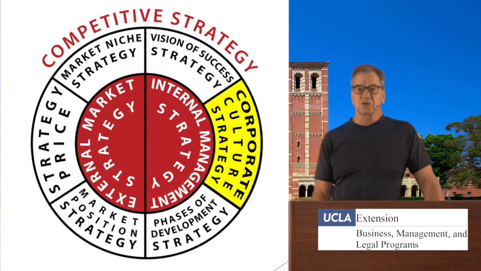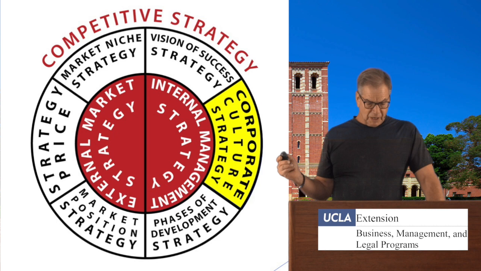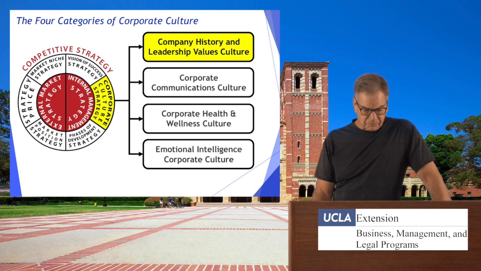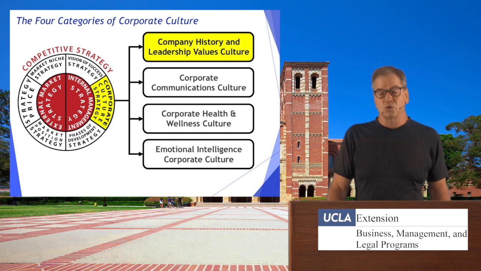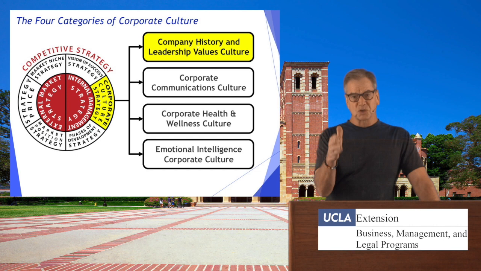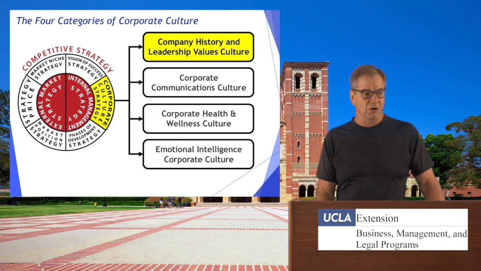We're going to drill down now into the subject matter of corporate culture strategy. And we have four categories of corporate culture. The first category of corporate culture is a projection and an identification of our company history and leadership values culture. So the history of the organization and how it came about, there's usually some kind of unique story relevant to the startup of an organization, how the mission statement was discovered, how the startup clients came about.